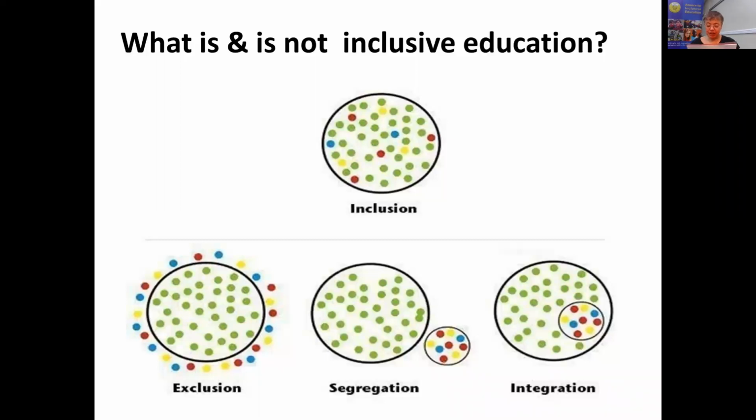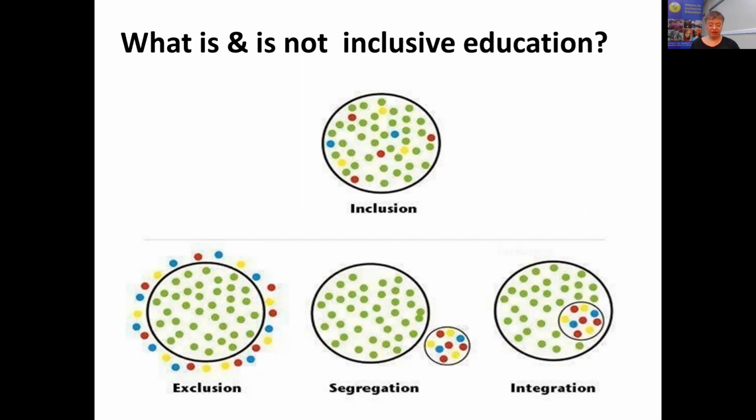The next image represents segregation, which consists of two circles. You will notice that the big circle will only consist of green dots, non-disabled pupils and students within an education setting. Here you will notice a second very small separate circle consisting of blue, red and yellow dots, representing disabled pupils and students within segregated education. I am now going to explain what is meant by segregation. It occurs when disabled pupils and students are being educated in segregated settings assigned for disabled people with impairments in mind, isolated from their non-disabled peers.